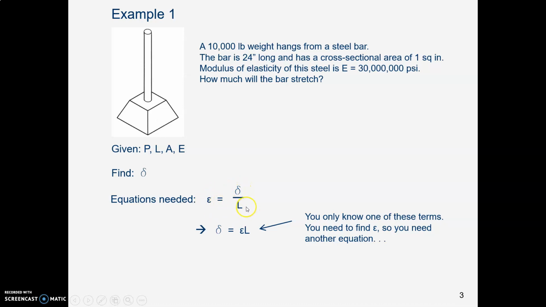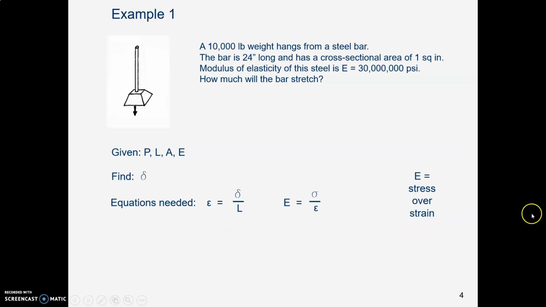Strain is deformation over length. So rearranging the terms, we got deformation is strain times length. That's great, but we don't know what the strain is. We're looking for deformation. All we know is length, so we've got to figure out strain. What other equation do we know that has strain in it? Modulus of elasticity, stress over strain. So we could use this one, modulus of elasticity, to find strain. And then we could plug that into this strain deformation thing.